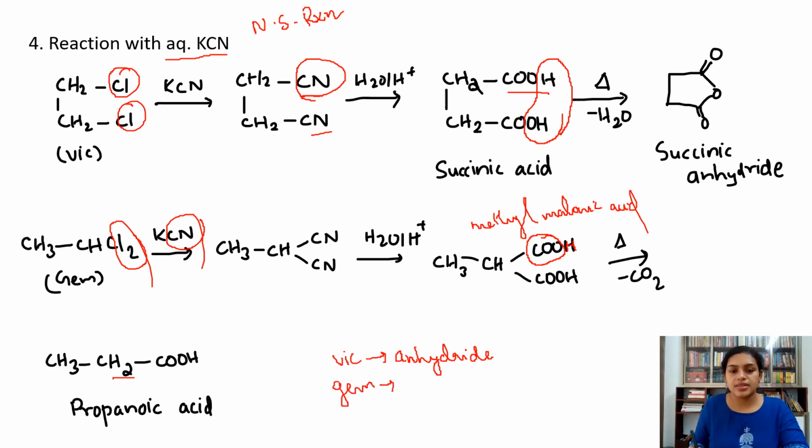What we can conclude is that when a vis dihalide is treated with aqueous KCN, the end product is an anhydride, and when a gem dihalide is treated with aqueous KCN, the end product is a carboxylic acid. So these two tests can be used to distinguish between a gem dihalide and a vis dihalide.